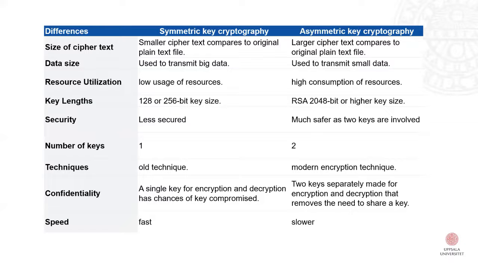So let's summarize the differences between symmetric key cryptography and asymmetric key cryptography. In symmetric key, for example, we have just one key. In asymmetric key cryptography, we have two keys. Symmetric was an old technique. Asymmetric is a modern technique. And symmetric is faster but provides a lower level of security, but asymmetric is slower but provides a much higher level of security, and managing the key in this case is much easier than in symmetric key cryptography.